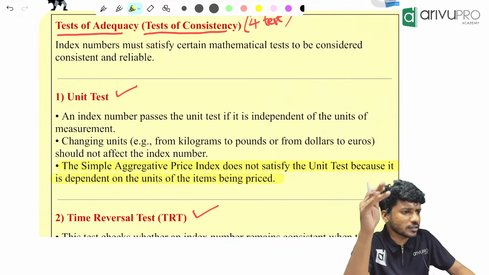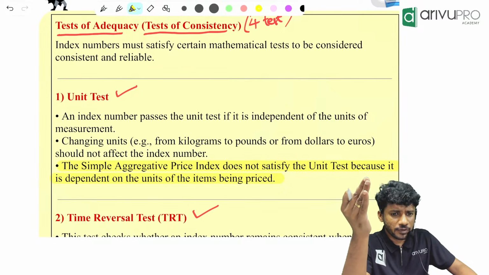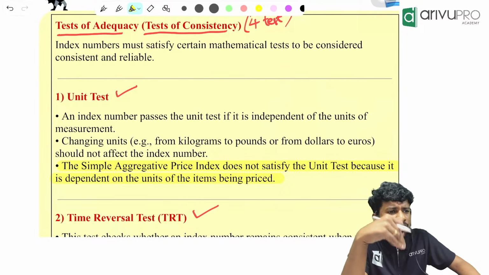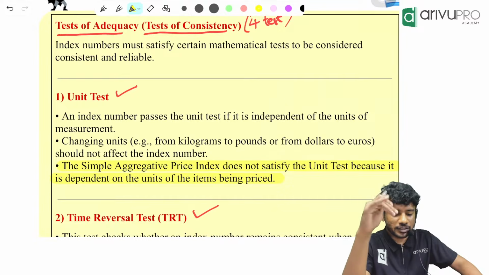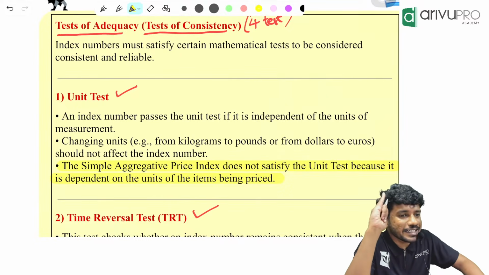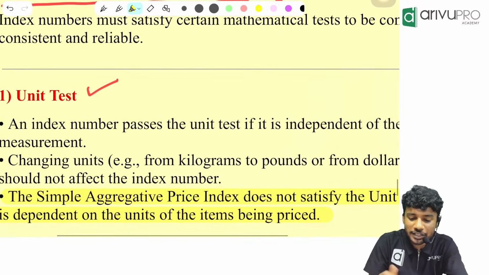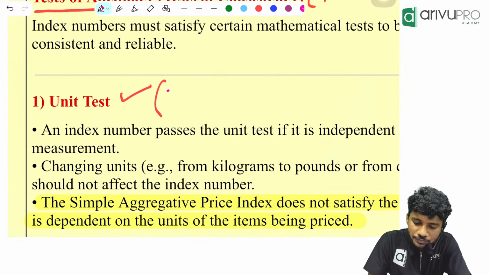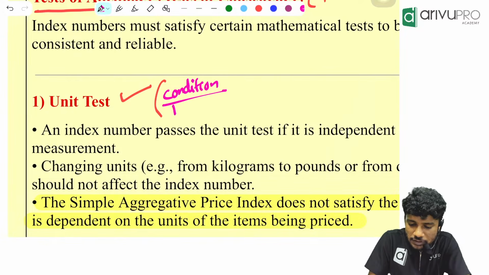Each and everyone else. Whatever we have studied, Laspeyres, Paasche. Then who else is there? SRPI, Fisher, then Marshall-Edgeworth, everyone. Bowley index number. Everyone satisfies which test? Unit test. But who doesn't? SAPI does not satisfy. So what is the condition for the unit test? Make a note of it. Condition for unit test is, make a note, very, very important.